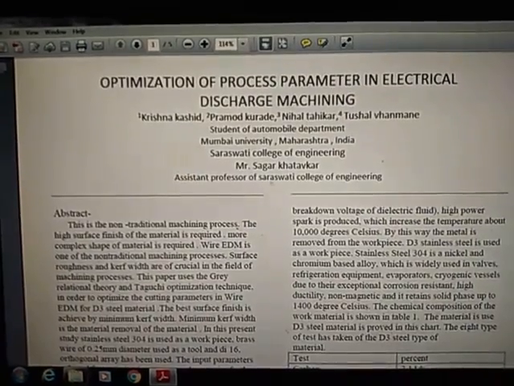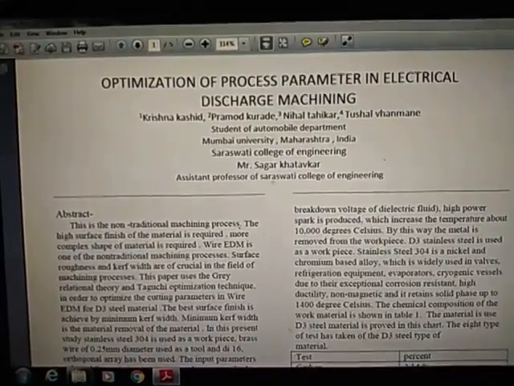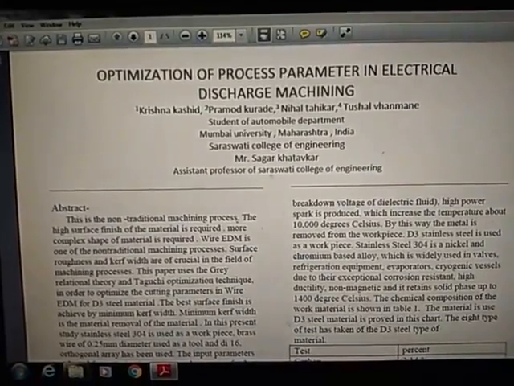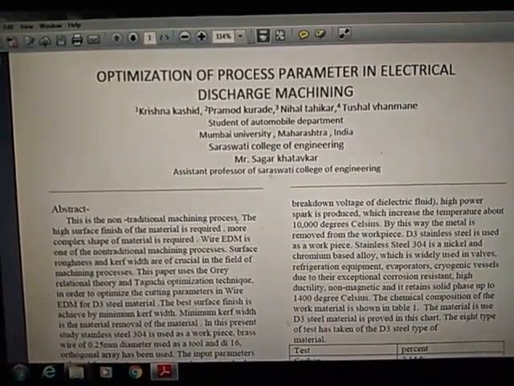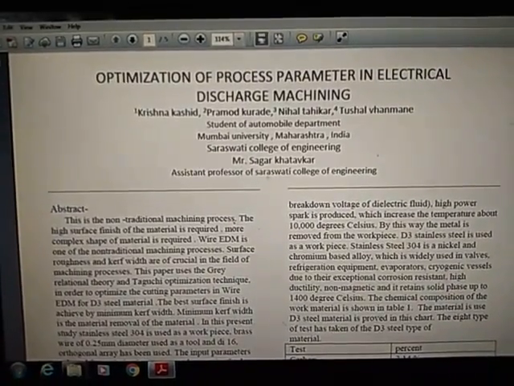My name is Krishna Danaji Kashid and I am from the Automobile Department, and my paper presentation is on optimization of process parameters in electrical discharge machining. Now let's start with the abstract.